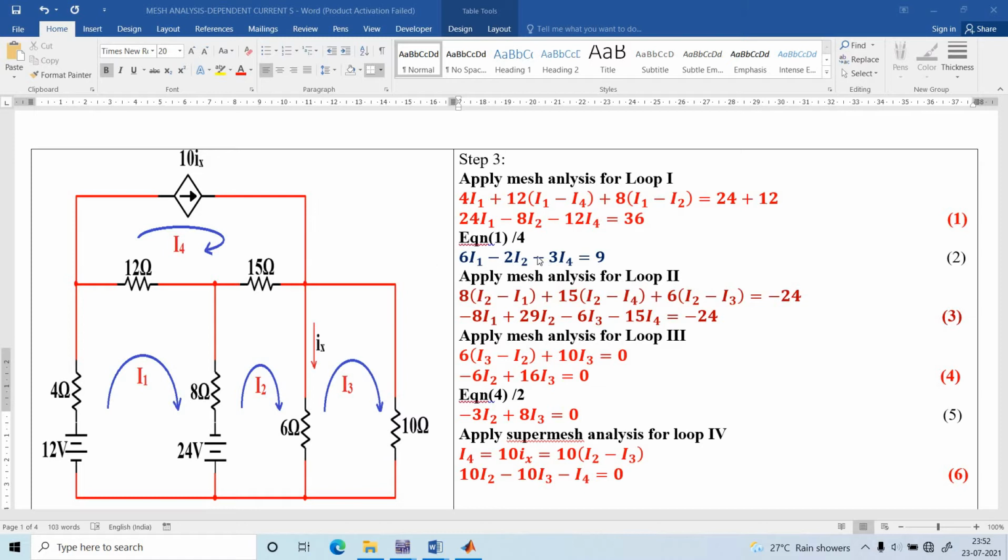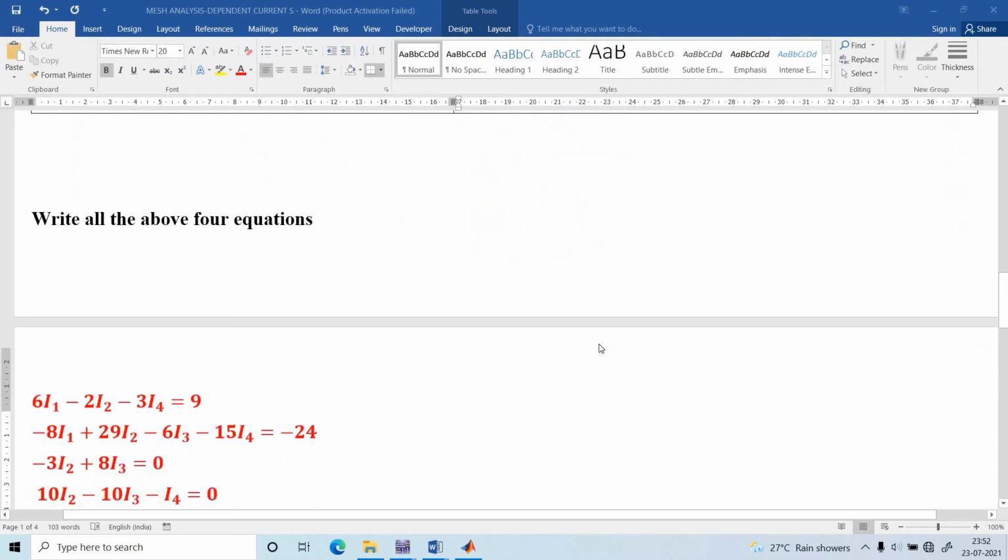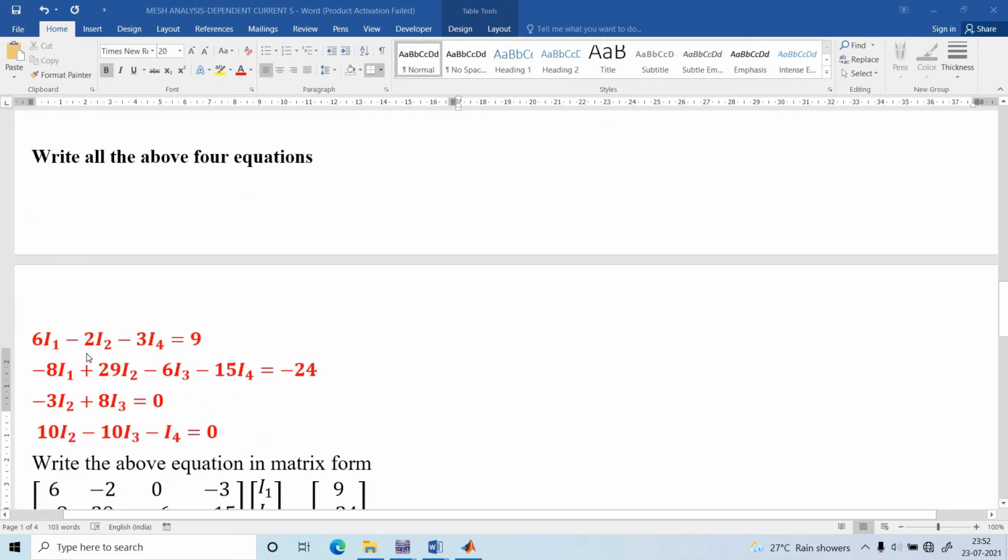So totally we have 4 equations: equation 1, equation 2, equation 3 and equation 4. Now I am going to arrange these 4 equations. 6I1 minus 2I2 minus 3I4 is equal to 9. Minus 8I1 plus 29I2 minus 6I3 minus 15I4 equal to minus 24. Minus 3I2 plus 8I3 equal to 0. 10I2 minus 10I3 minus I4 equal to 0.